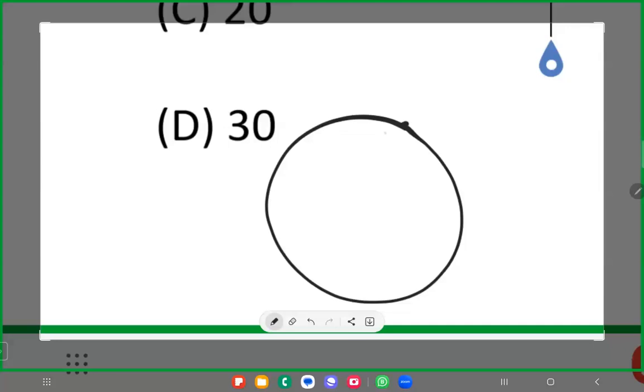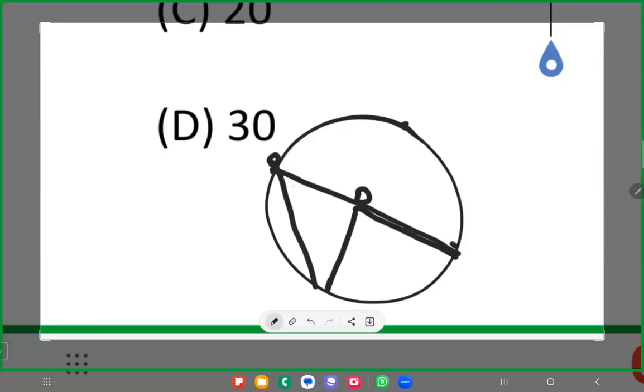In any circle, we call this central, and we call this inscribed. The value of the inscribed angle is half of the central. For example, if the central is 100, the inscribed is going to be 50. It's half of the central.